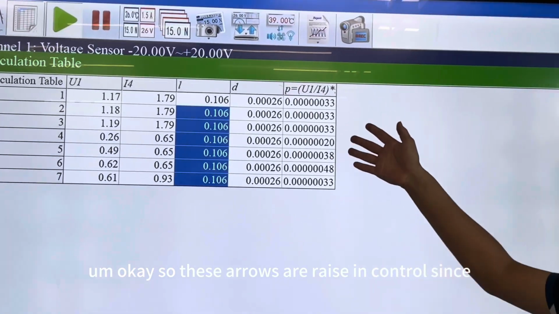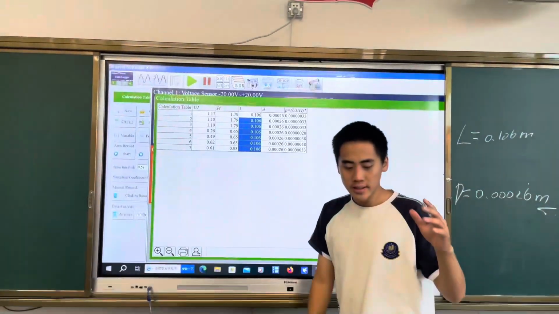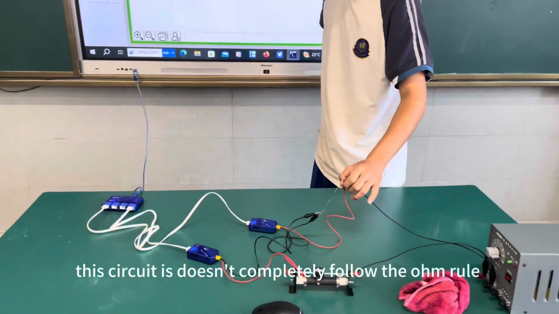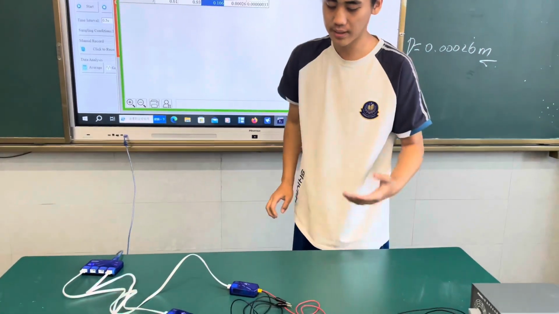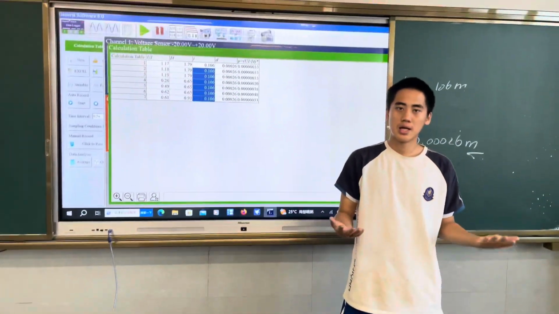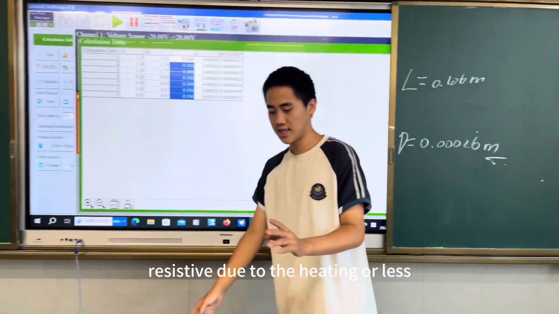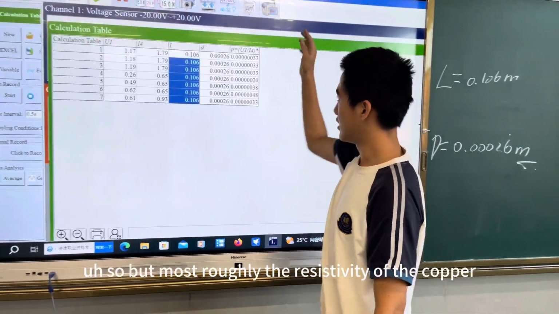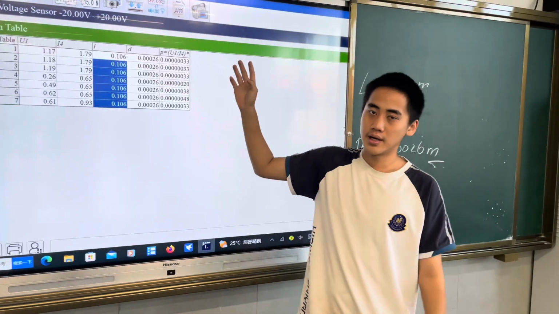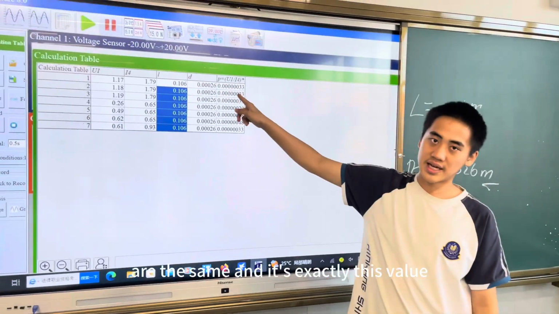Okay, these errors are within control since this circuit doesn't completely follow the ohmic rule. Some little clips maybe got more resistive due to the heating, or less. But roughly the resistivity of the copper is the same, and it's exactly this value.